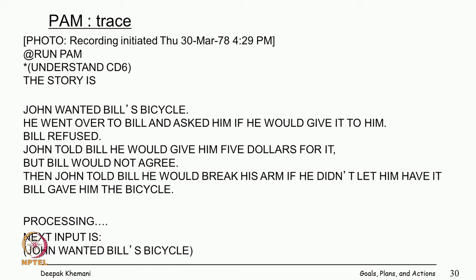So, here is a trace, and as you can see this was recorded in 1978, and this is the input story, and then it is processing the next input, which is the first sentence, which is John wanted Bill's cycle at the bottom of the slide. You can see the story we have already heard. So, let us move on.